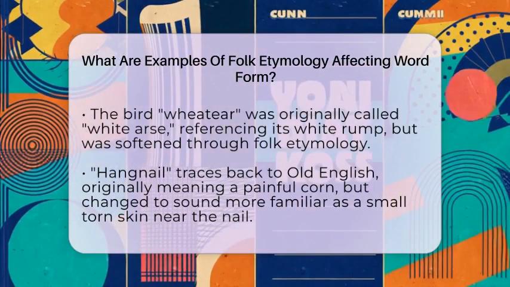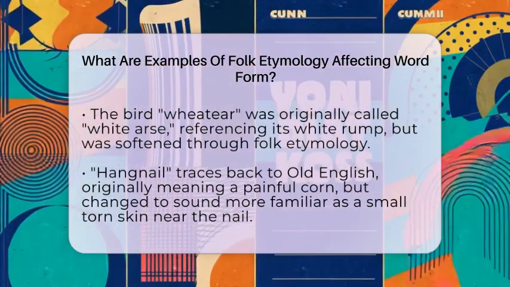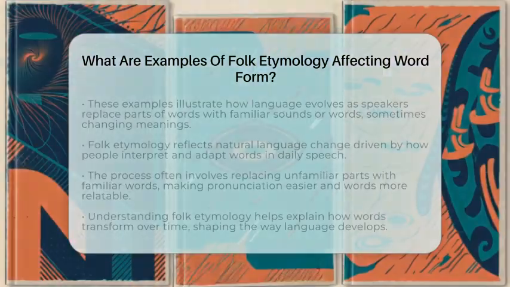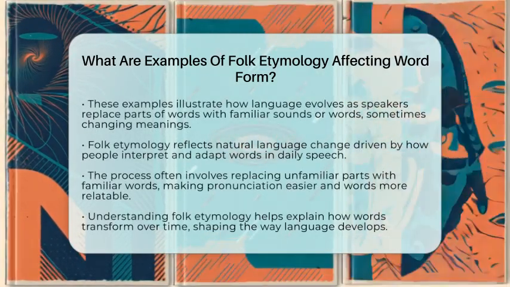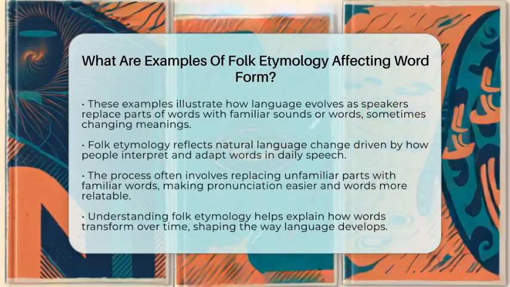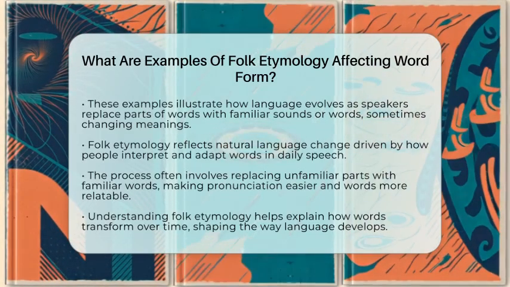These examples show how people reshape unfamiliar words by replacing parts with familiar words or sounds. Sometimes this changes the meaning, sometimes just the form. Folk etymology helps explain how language naturally evolves as speakers try to make words easier to understand and use.